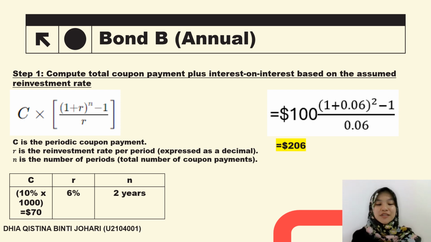Okay, now let's proceed with bond B, which is annual. The calculation is kind of similar to bond A, but bond A is semi-annual. So we'll start with step 1, which is to compute the total coupon payment plus interest on interest based on the assumed reinvestment rate using the formula. As calculated in the table and using the formula, we jot down all of the data from the question and it results to $206.